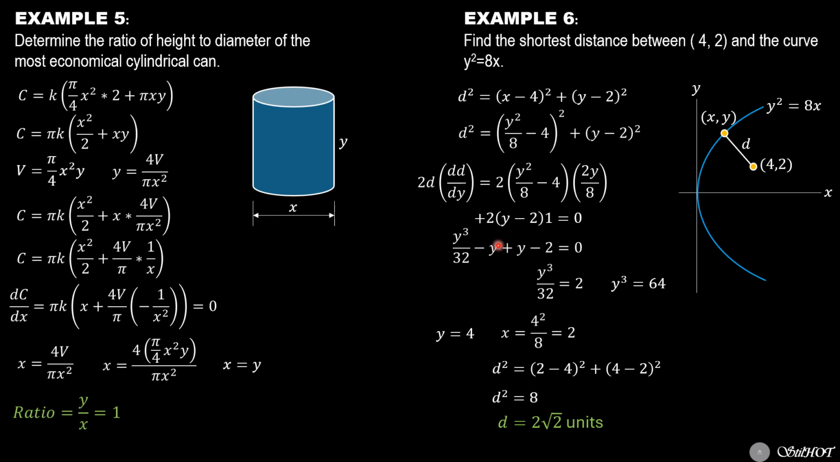Cancel out y and negative y. So y cubed over 32 is 2, y cubed is 64. So that means y is 4. When y is 4, x is, from this equation, 4 squared over 8, so x is 2. The nearest distance, therefore, substitute into the original formula, distance squared is quantity 2 minus 4 squared plus quantity 4 minus 2 squared. So that's 8. Square root of 8 is 2 square root of 2 units. So that's it for that problem.